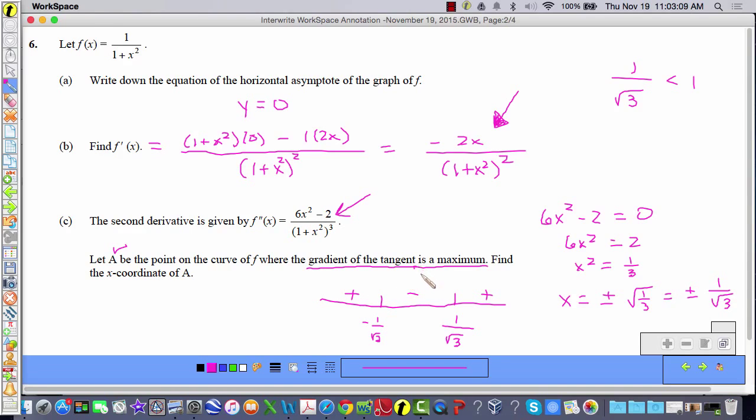So a maximum occurs when I go from increasing to decreasing. So the x coordinate of the maximum is equal to negative 1 over the square root of 3. Ooh, that should be a 3 there. All right. Hope that provides some clarity, and we'll see you next time.